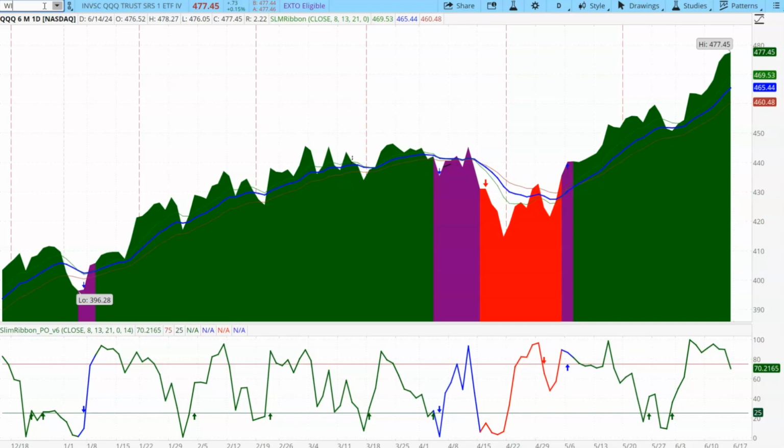Let's take a look here at this IWM. My screen is a little bit frozen right now, so I'm just waiting for that to come back. And we'll move to IWM.